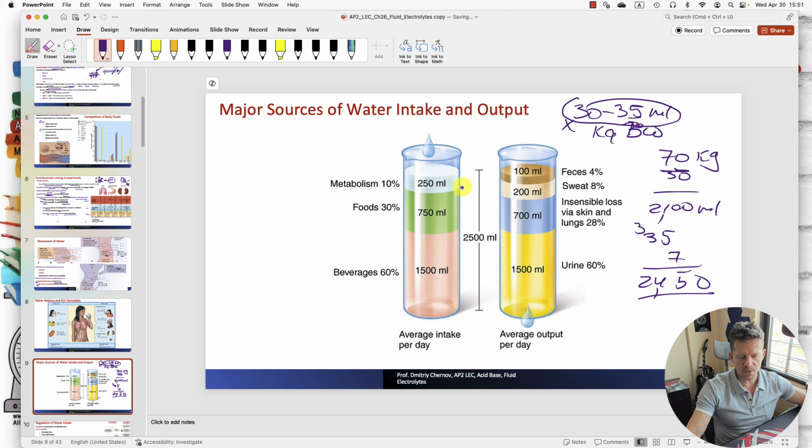All chemical processes happen in water. So we use water for metabolism, for foods, for beverages, 60%. That's the average intake per day. We lose water through feces, through sweat, and insensible loss of water through the skin that you do not really realize you're losing. That's on average about 500 to 700 milliliters. And the urine output is about 1.5 liters, so about 1.5 kilos.